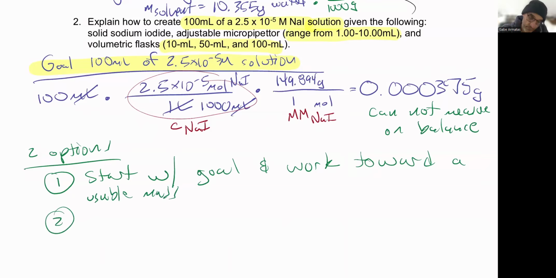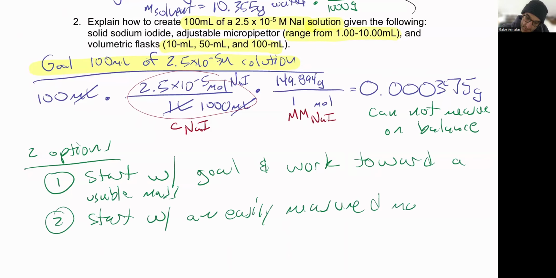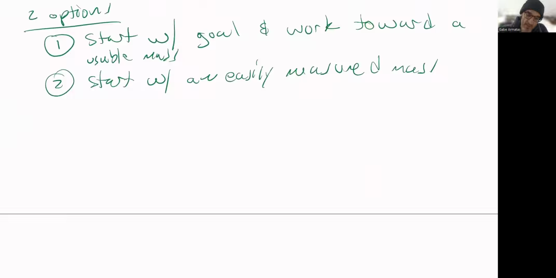Or two, we just start with an easily measured mass and then work towards that final solution that we want to make. So we're going to do the second one. We are going to work towards the end solution that we're looking for, that 2.5 times 10 to the minus 5 molar. And we're going to make a quantity that's going to be easily measured.